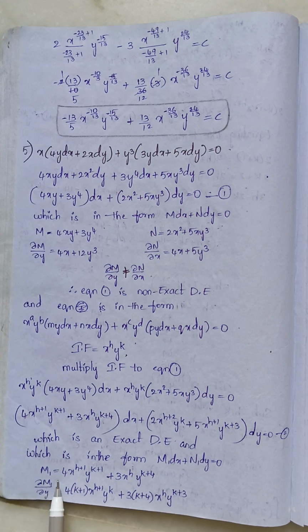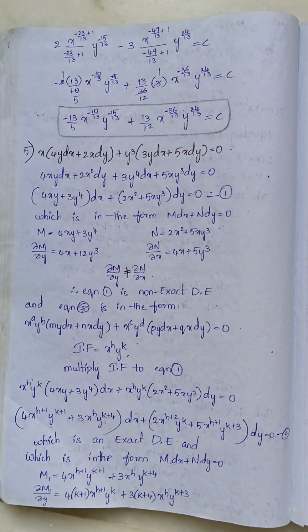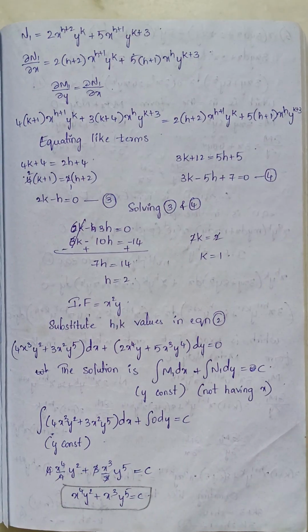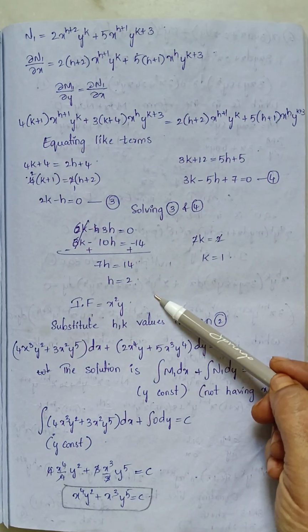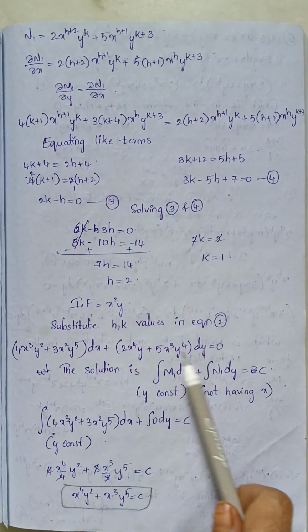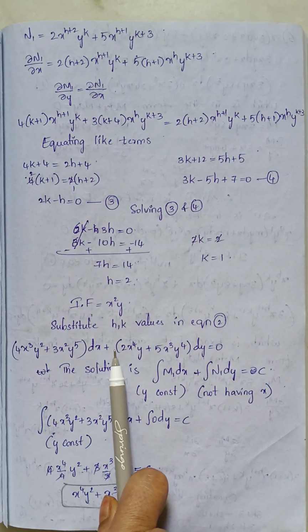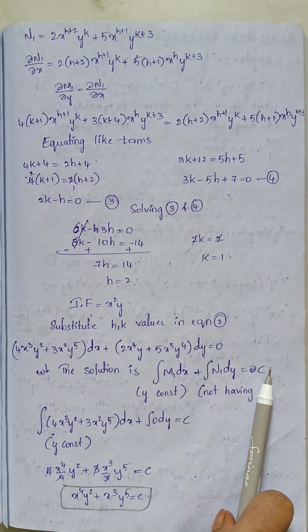So again we are equating dou m1 by dou y equal to dou n1 by dou x, then you are equating like terms here. Equating like terms, then the h and k values will come. Here again, substitute the h and k values in the integrating factor and also in the equation, then it will become exact. That's why the solution will be the integration of m1 dx plus n1 dy equal to c.